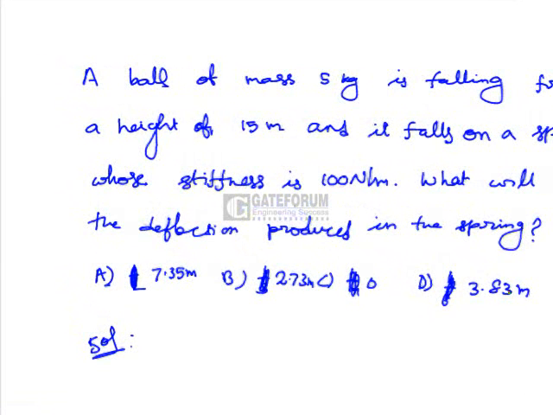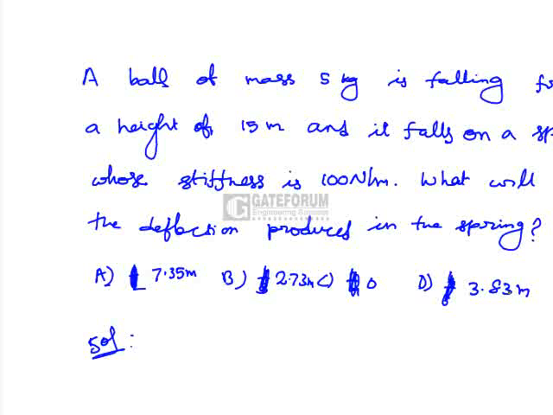A ball of mass 5 kg is falling from a height of 15 meters and it falls on a spring whose stiffness is 100 Newton per meter. What will be the deflection produced in the spring? And the options are 7.35 meter, 2.73 meter, 0 and 3.83 meter.